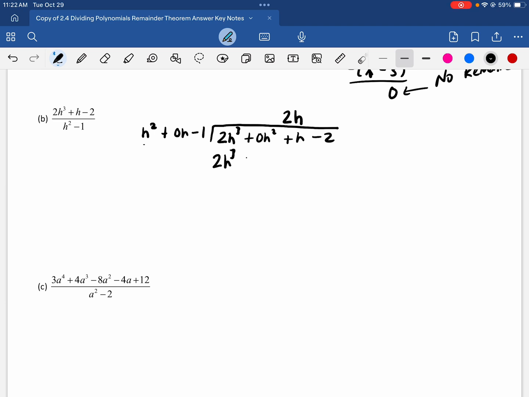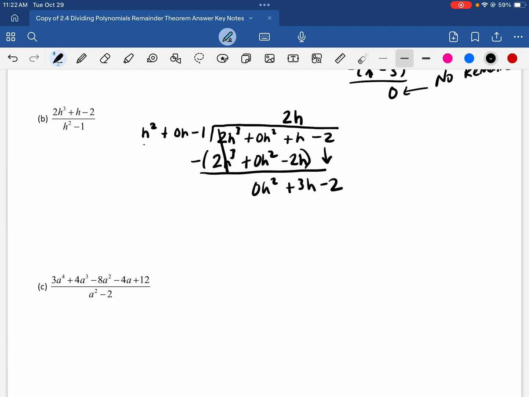2h times 0h is 0h squared. 2h times negative 1 is negative 2h. And we're going to subtract. 2h cubed minus 2h cubed cancel out. 0h squared minus 0h squared is just 0h squared. H minus negative 2h is going to be 3h, and we bring down the minus 2.